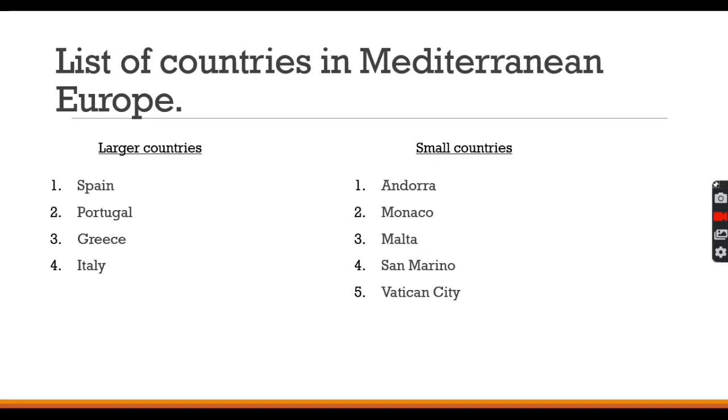They are divided into 2 groups, which are the largest countries and the small countries. The largest countries are Spain, Portugal, Greece, and Italy. And the small countries are Andorra, Monaco, Malta, San Marino, and Vatican City. I think Spain has the most or highest victims of COVID-19, followed by Italy, Portugal, and Greece.